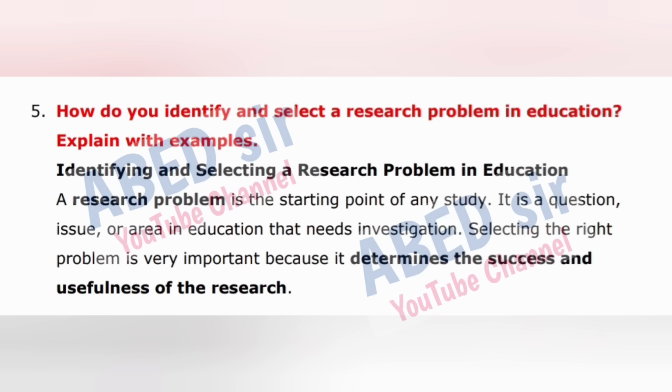Next important long question is 5. How do you identify and select a research problem in education? Explain with examples. Identifying and selecting a research problem in education. A research problem is the starting point of any study. It is a question, issue, or area in education that needs investigation. Selecting the right problem is very important because it determines the success and usefulness of the research.